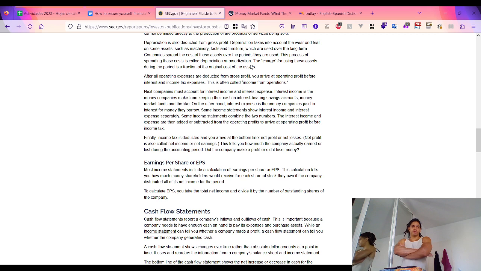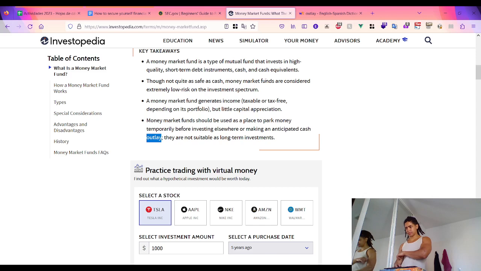So these money market funds involve the purchase and sale of large volume of very short-term debt products such as commercial banks or overnight reserve. And they should be used as a place, according to Investopedia, as a place to park money before investing elsewhere or making an anticipated cash outlay. They're not suitable for long-term investment.